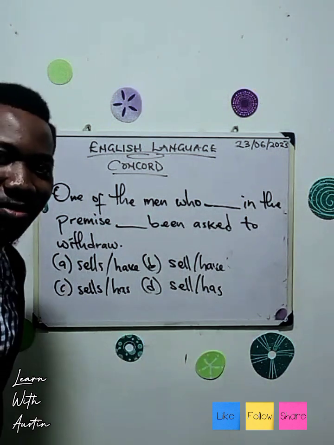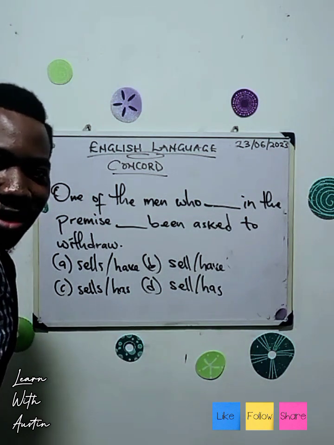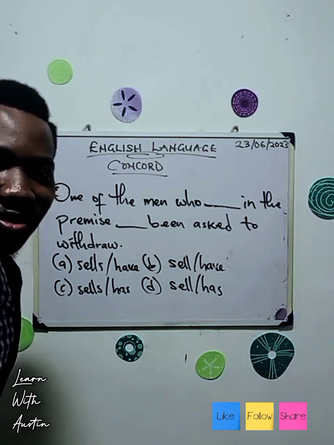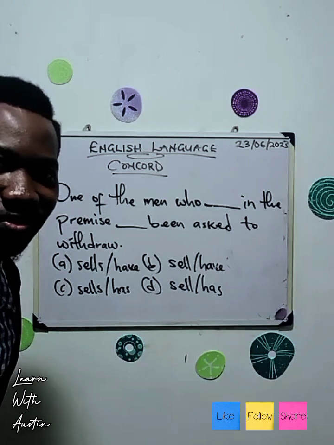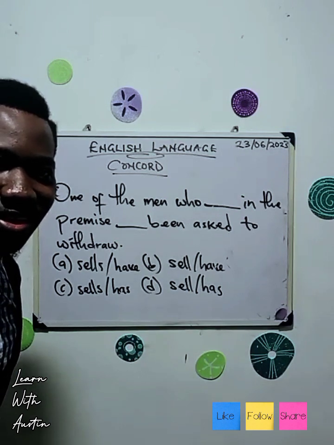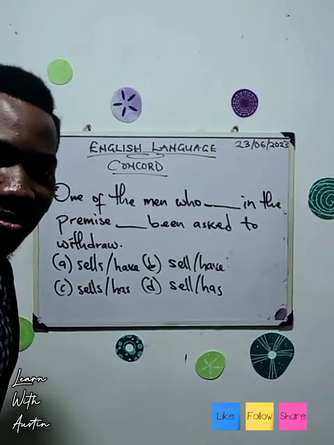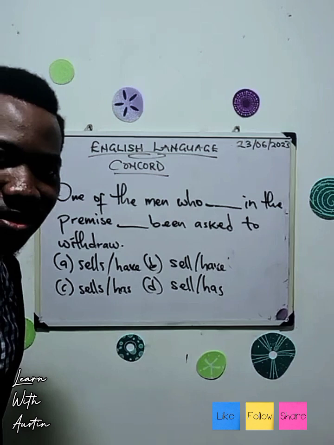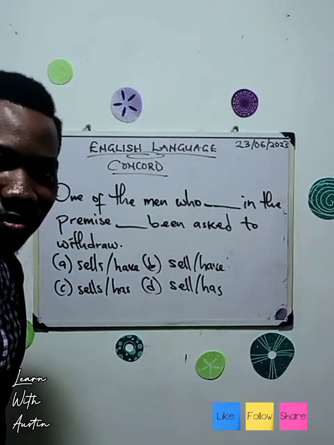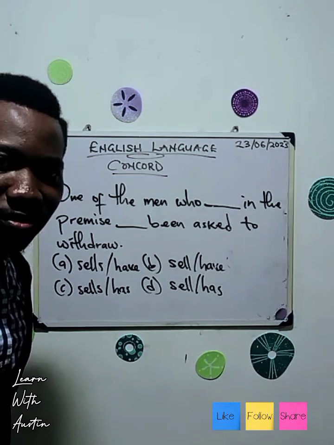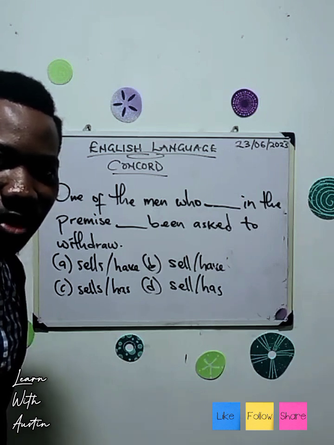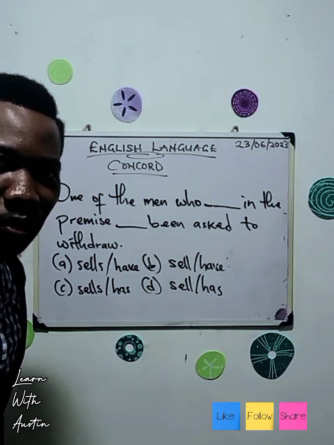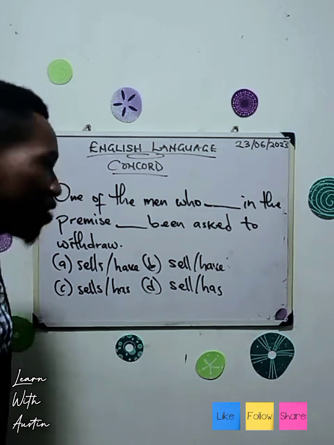So now choose your answers. Larry says, I think C, who sells and who has. Ade says B. Laxeda says D. Ibrahim says D. Inocris General says D. Kima Africa says C. Alright, let's answer this.